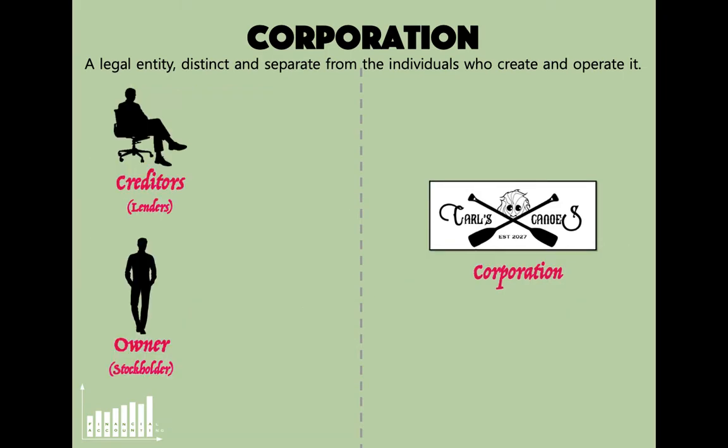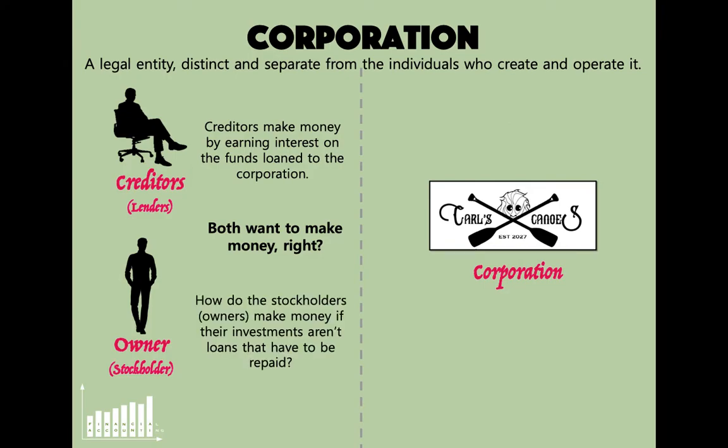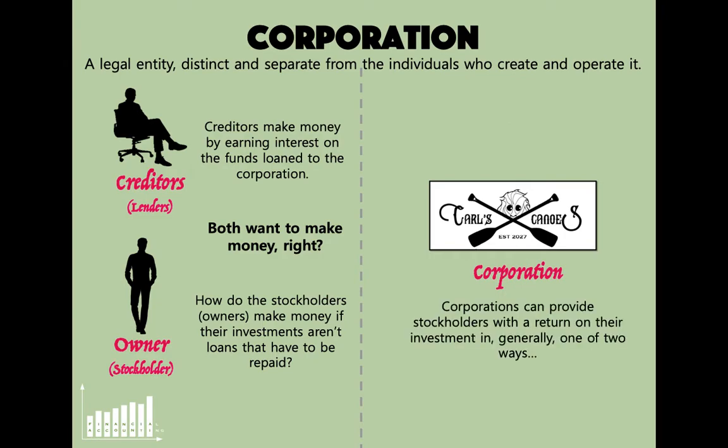So, why do owners give money to corporations? They both want to make money, right? The creditors, lenders, people we borrow money from, and owners, stockholders, they both want to make money. Creditors make money by earning interest on the funds loaned to the corporation. How do stockholders, owners, make money if their investments aren't loans that have to be repaid? Corporations can provide stockholders with a return on their investment in, generally speaking, one of two ways.